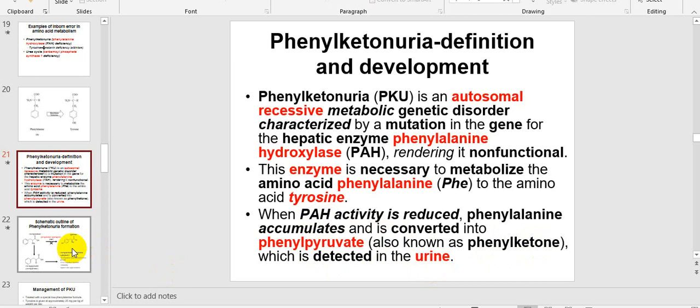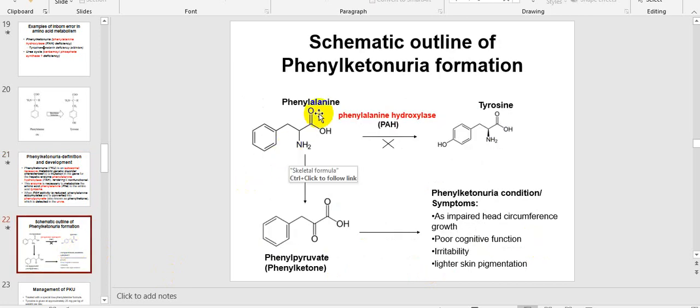So let's see, phenylalanine, phenylketone or phenylpyruvate. This enzyme is not available. Phenylalanine hydroxylase is not available. So if it's not available, we can't produce tyrosine. We'll only produce what? Phenylpyruvate or phenylketone, because phenylalanine will be converted to phenylpyruvate or phenylketone. And the body does not like it.